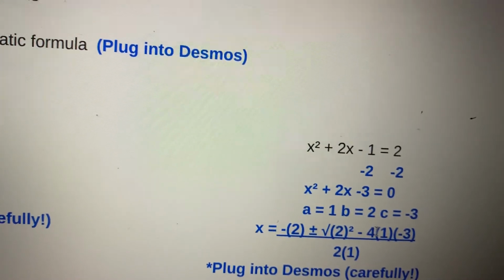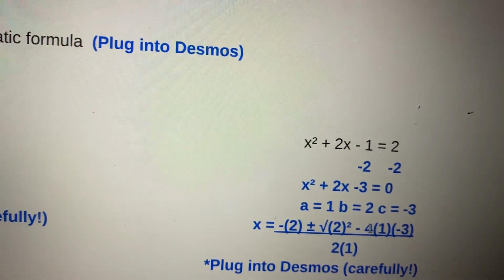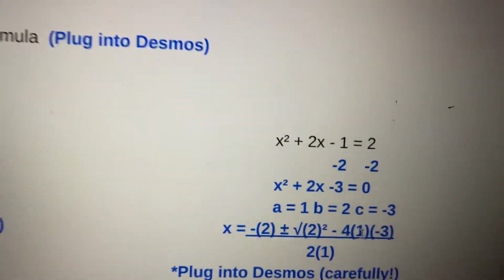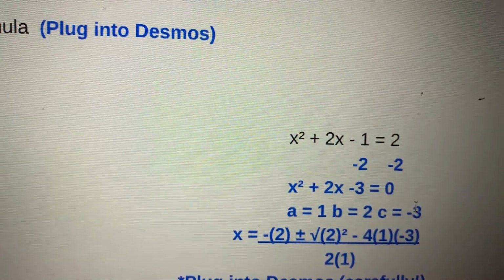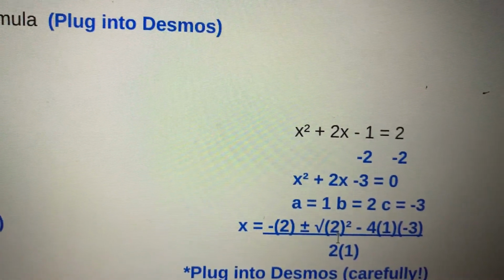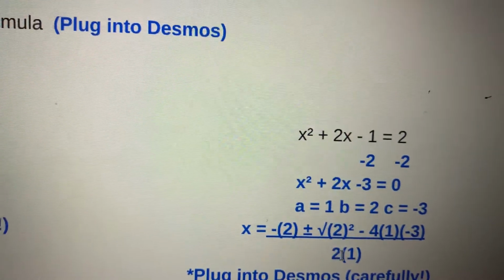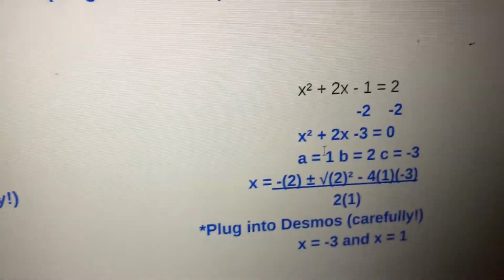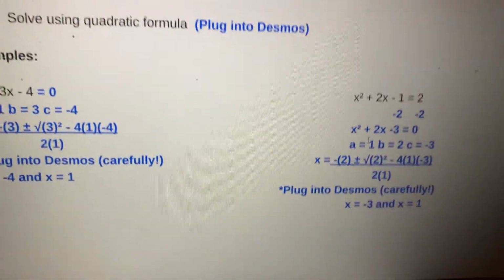Remember, that's always going to be minus 4. Our a term is 1, so we put 1 in parentheses. Our c term is negative 3. We put negative 3 in parentheses. All over 2a. So we're going to have a 2 here, and our a term is 1, so we put 1 in parentheses. Okay. Now our last part is to plug it into Desmos.